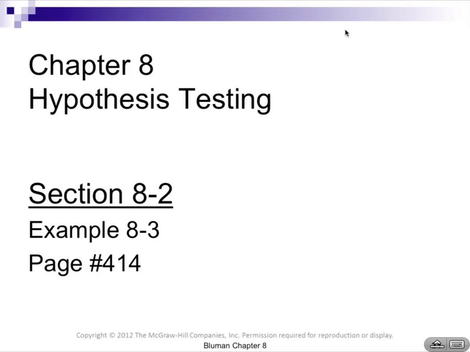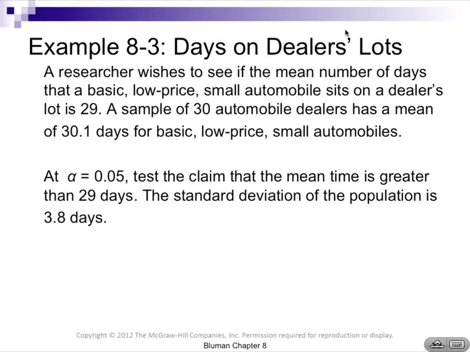This is example 8.3 on page 414. A researcher wants to see if the mean, or the average, number of days that a basic low price small automobile sits on a dealer's lot is 29. You have a sample of 30 automobile dealers and a mean of 30.1 days for basic low price small automobiles. At alpha 0.05, test the claim that the mean time is greater than 29 days. The standard deviation of the population is 3.8 days.